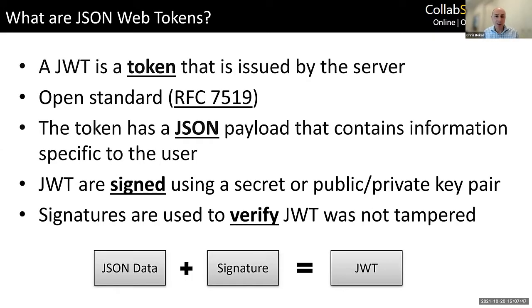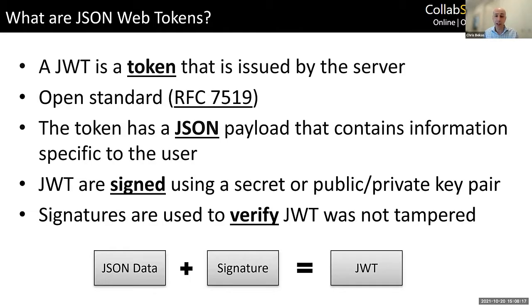Okay, so let's dive into what JSON Web Tokens are. Essentially, in simple terms, a JSON Web Token is simply a token that contains JSON data that's been issued by the server, just like Graham just alluded to in the slides earlier. It is an open standard, and in fact, according to the specification, JSON Web Tokens are pronounced JWT. So you may hear us refer to them as JWT or JSON Web Token throughout this presentation.